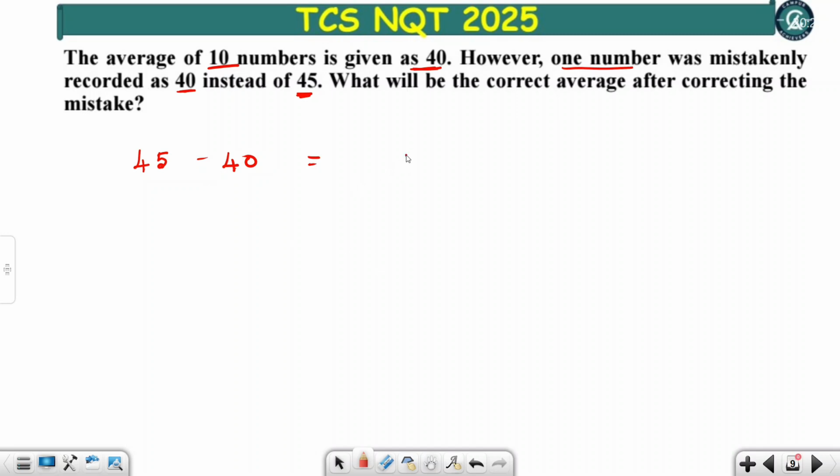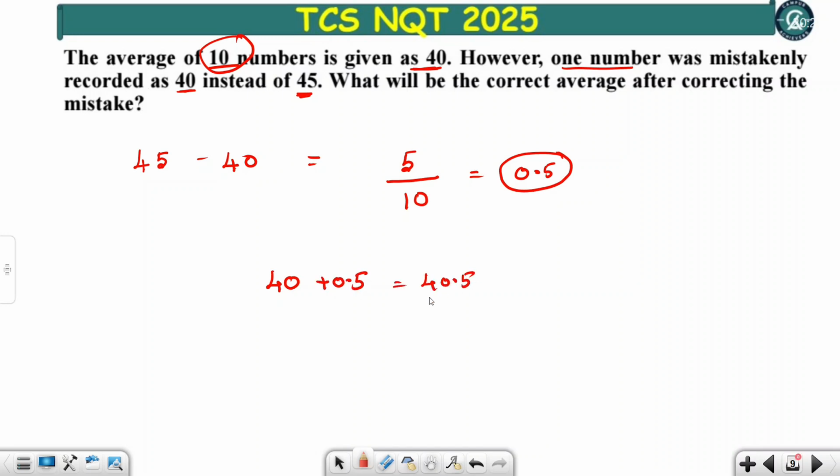It is 5. So now what do we have to do? We have to divide this 5 equally among the total 10 numbers. If you divide it, you will get 0.5. It will be added to each and every number. So what is the original average for 10 numbers? 40. Now each and every number is going to increase by 0.5. So the answer will be 40.5. Okay, the answer will be 40.5. Otherwise, if you want, you can take this value.